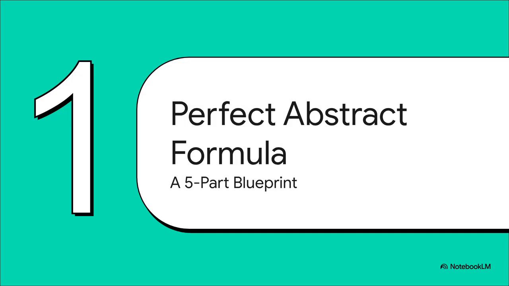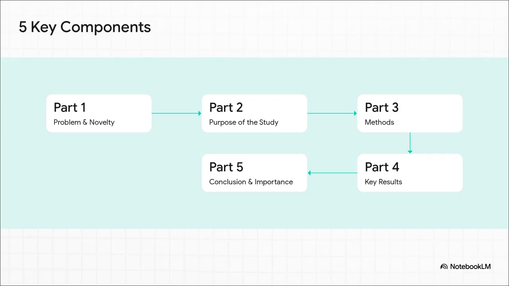So the big question is, how do you write an abstract that puts you in that accept pile? Well, it's not some kind of dark art. It's actually a formula. Let's walk through a simple 5-part blueprint that takes all the mystery out of it. Here it is. These are the 5 ingredients for a fantastic abstract. First, you set the stage. What's the problem and what's new about what you're doing? Then, you state your specific purpose. You briefly cover your methods, highlight your absolute best results, and finally, wrap it up with a conclusion and why it all matters. It's a perfect little roadmap for your reader.